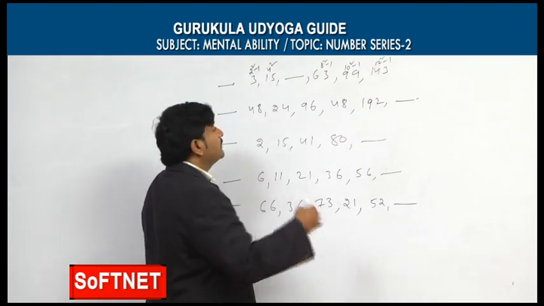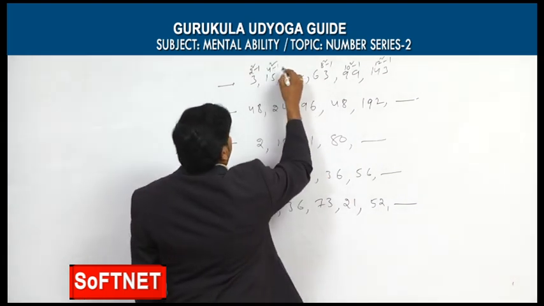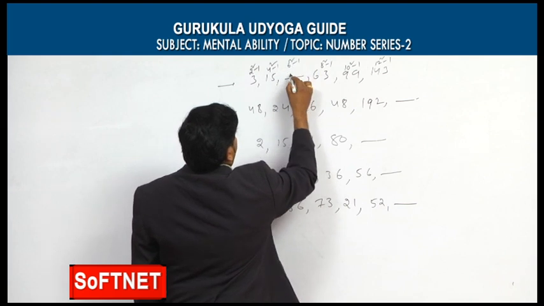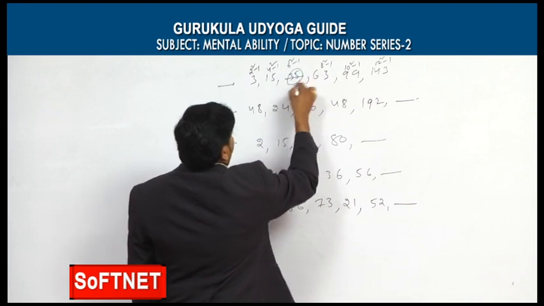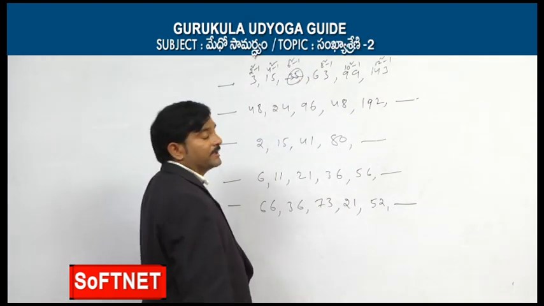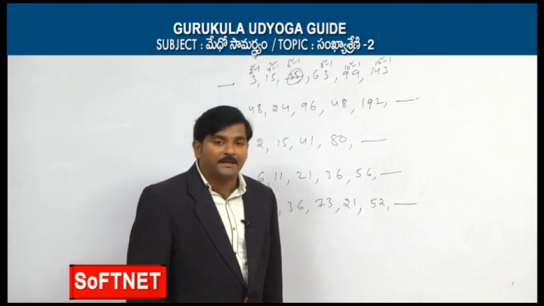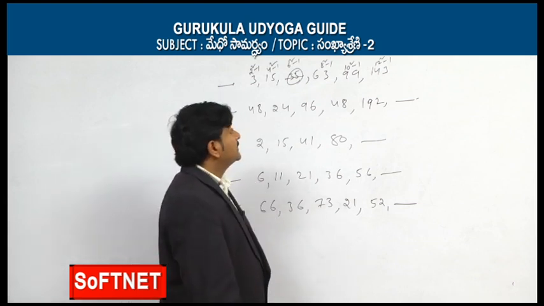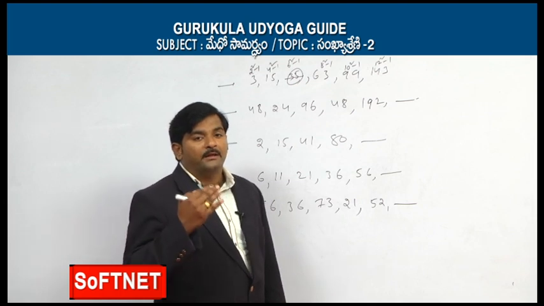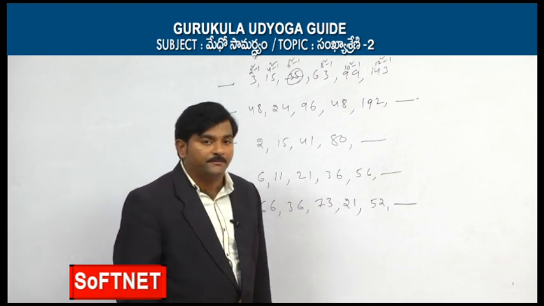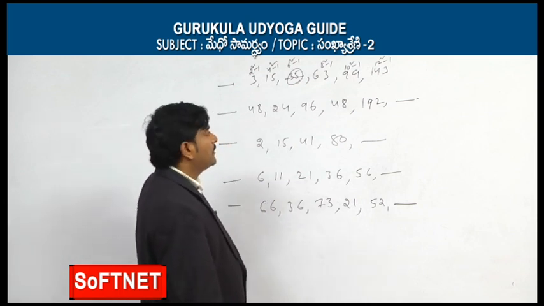2, 4, next even number is 6. What does it mean? 6 square minus 1. 6 square minus 1 means how much you will get? 35. Hence our required answer is 35. This is what model? N square minus 1 model.